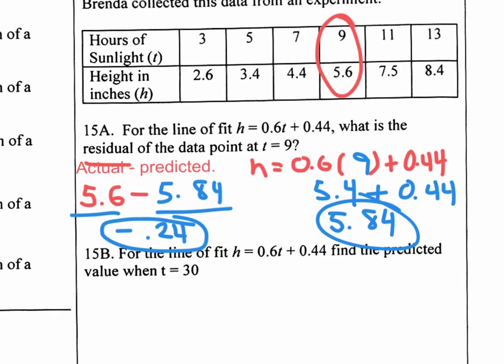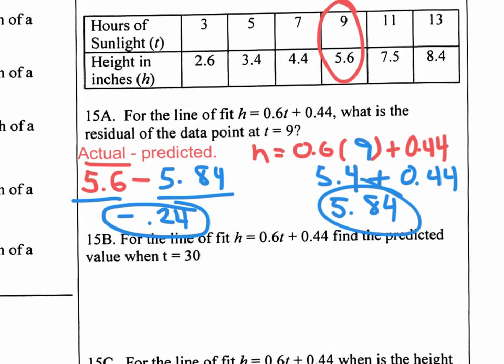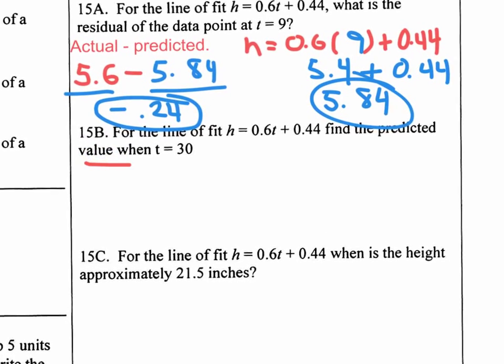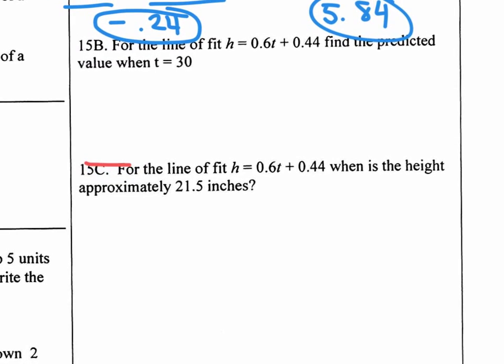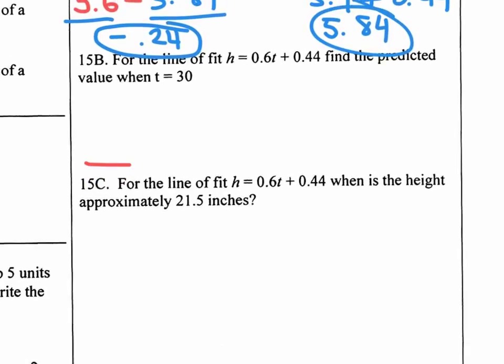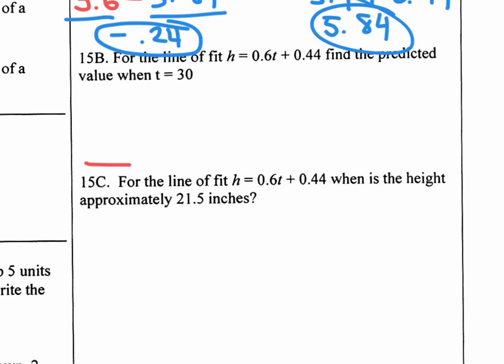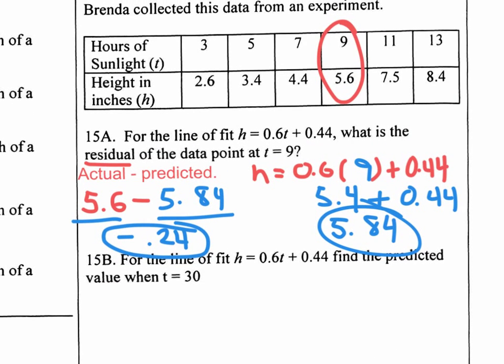If we move on to 15B, it says for the line that best fits, and it's the same exact best fit line, and we want to find the prediction of when t equals 30. So it's kind of like if you look right here, it's 3 hours, it was 2.6 inches tall, 5 hours, 3.4 inches tall, 13 hours, 8.4 inches tall. The question is, how tall would it be at 30 hours?